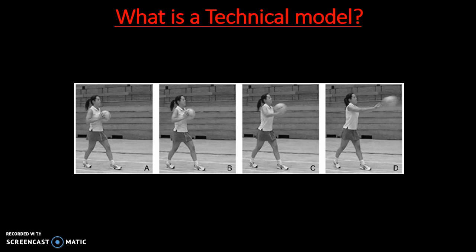It's used to analyse performance by comparing it to performance of a certain skill, as the technical model will show how the skill is meant to be performed. So therefore, if that performer isn't doing something correct, it should be easy to spot to then be able to change it to then further improve their performance of that skill.